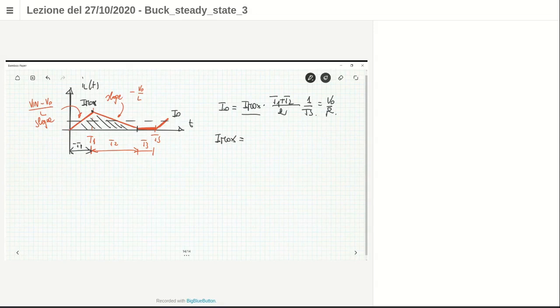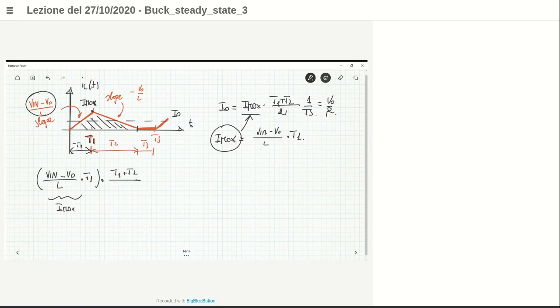And Imax can be derived simply because we know that during T1, for example, the slope is V in minus V naught over L. So Imax will be V in minus V naught over L, which is the slope, multiplied by T1. Let me put this Imax inside this expression, so I can get V in minus V naught over L multiplied by T1, and this is Imax, multiplied by T1 plus T2 over 2 Ts, which is equal to V naught over R. Okay, so this is the same expression in which I use the Imax expression.